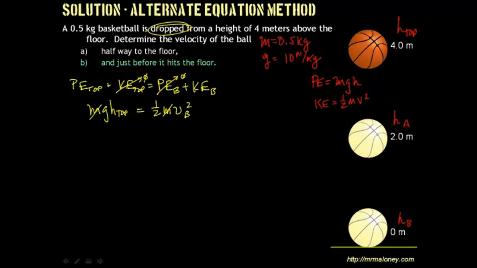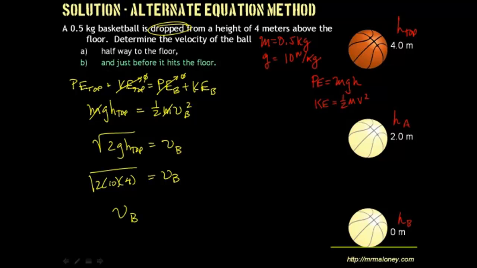The masses again drop out. We can multiply both sides by 2, take the square root of both sides, and we get the square root of 2 times g times h at the top equals our velocity at the bottom. Plugging in numbers, square root of 2 times 10 times 4 equals velocity at the bottom. Well, 2 times 10 times 4 is 80. Again, we get the square root of 80, and our velocity at the bottom is equal to about 8.9 meters per second. The exact same answer we got using the table technique.